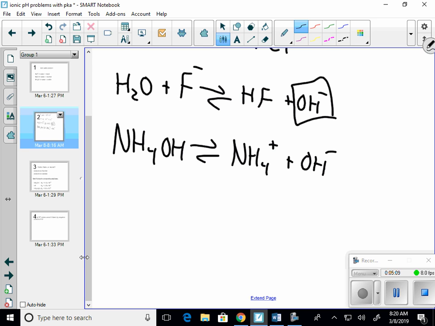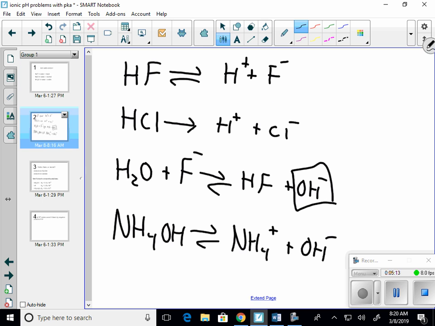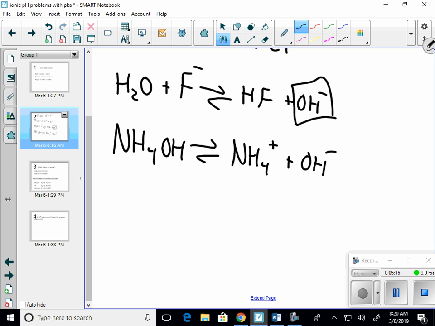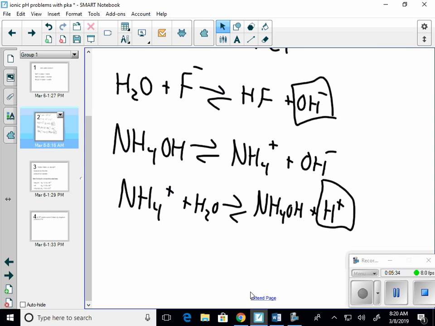So when I have ammonium chloride, like in this last example here, the ammonium part can now interact with water. And in doing so, it can gain that hydroxide back. But now it leaves the acid ion in return, making that slightly acidic.